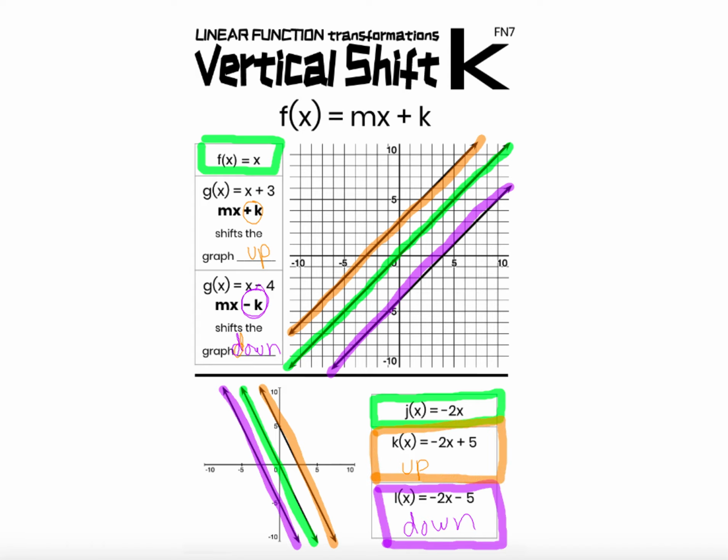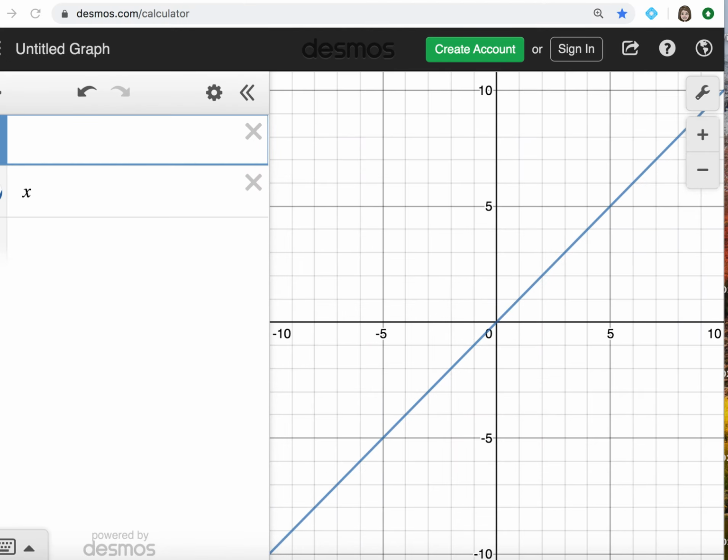As we have talked about before, Desmos is a great way to practice and cement your understanding of the effect of a change in k. So here's my parent function, f of x equals x, and I can play around with shifting that up by 1, by 3, by 7, or shifting the graph down by 2, down by 6.